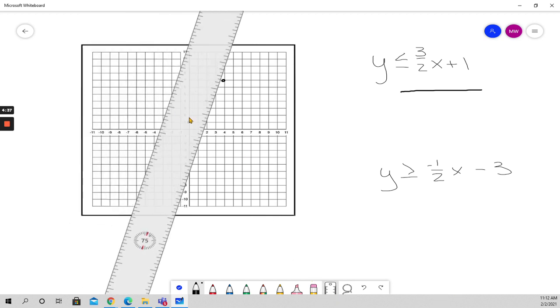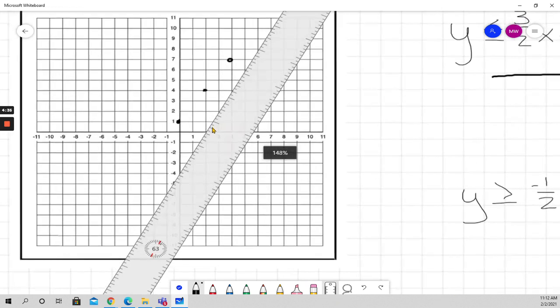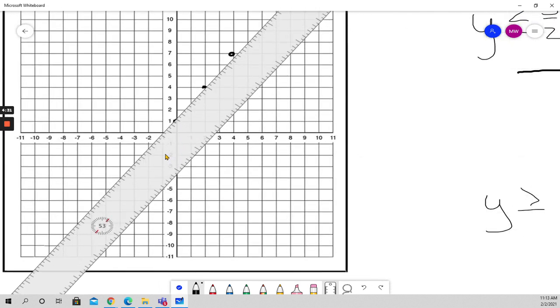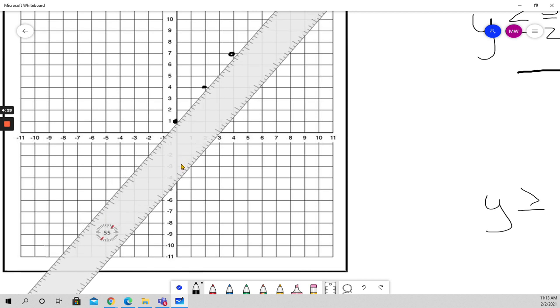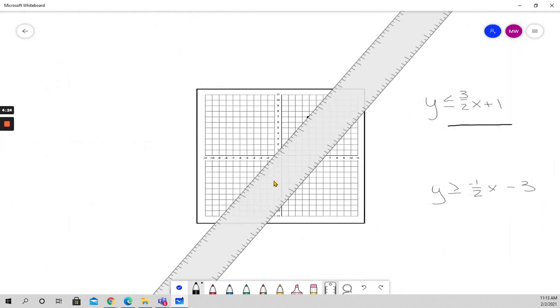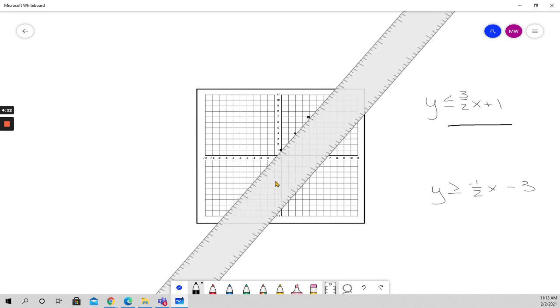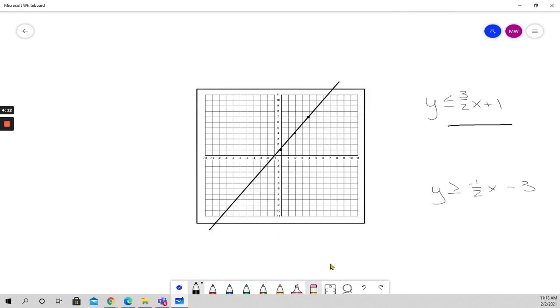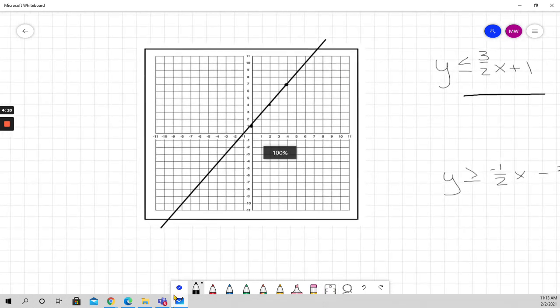I'm going to break out my ruler. And I'm going to graph my line. Let me zoom back in.